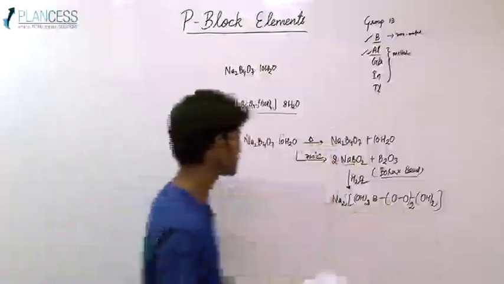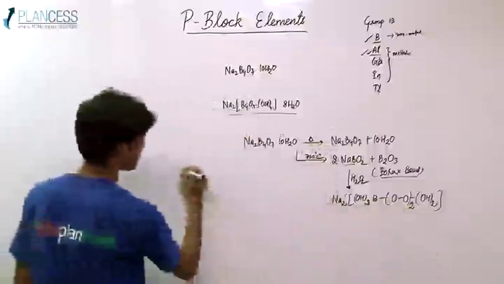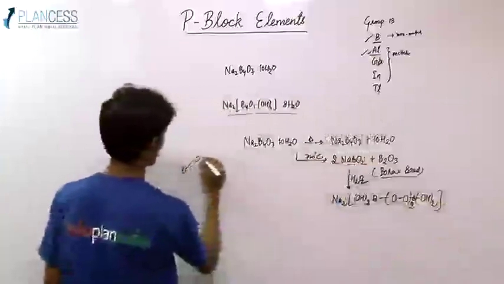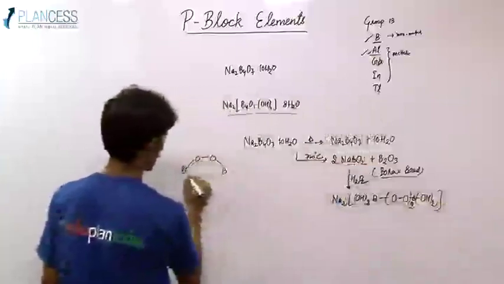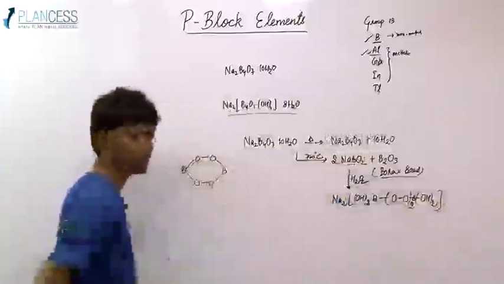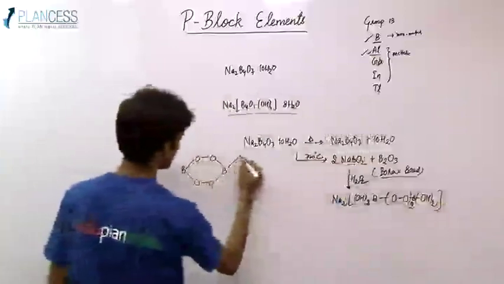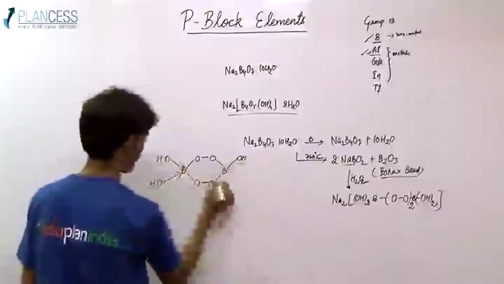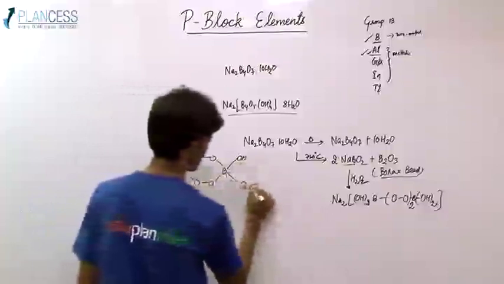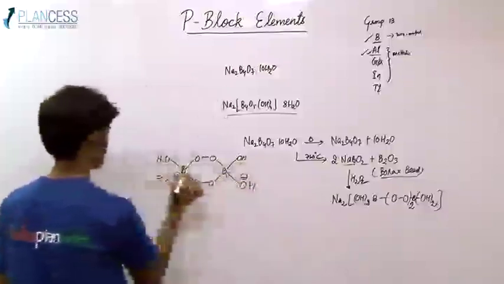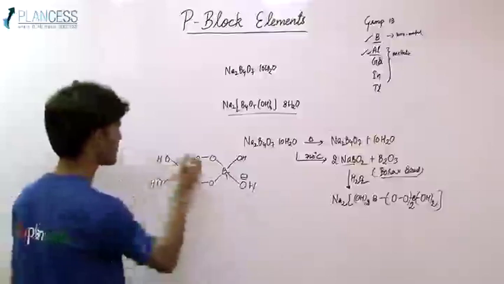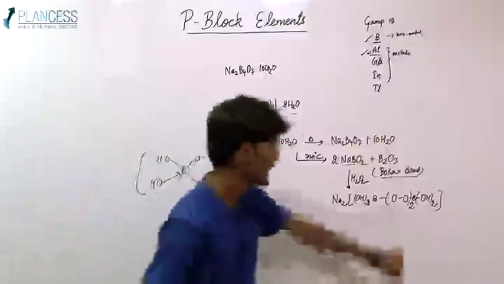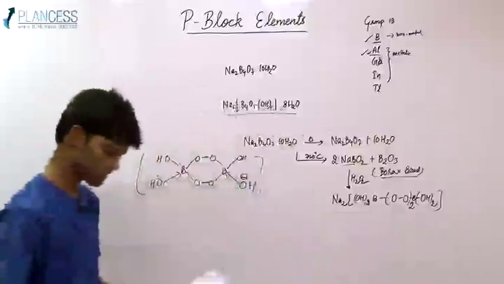So this structure is formed, and it is a cyclic structure. It would be something like, here it is boron again, so it would be B O O B O O B, something like this, and here one OH, and the other OH would be the coordinate or dative bond, and this is minus, this is minus. So this is the whole structure for this anion. So this was the structure.